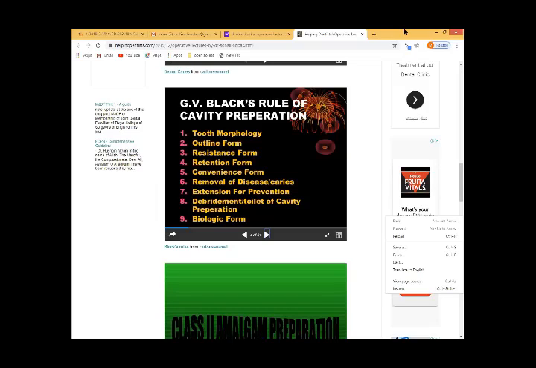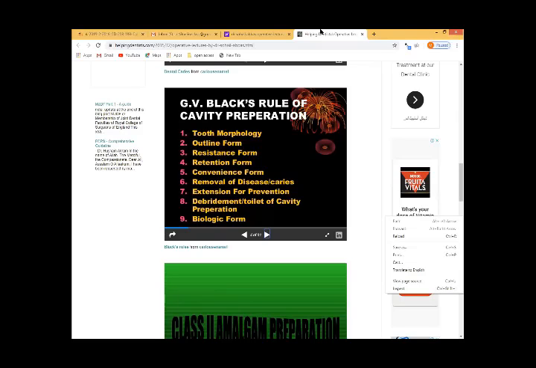So if it is a pit and fissure cavity, it will be very difficult for us to carve it smoothly and make a good joint between the tooth surface and the material. So this is how we are designing it: we are involving all pits and fissures while designing this.